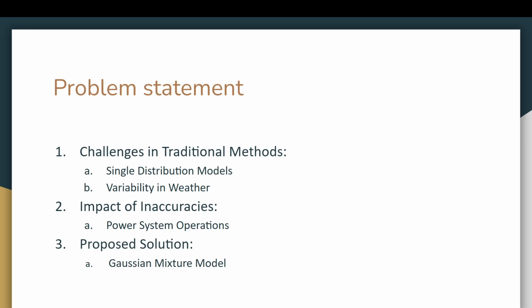The research emphasized the need for a more robust approach that can accommodate the variability in weather and improve the accuracy of prediction intervals for PV power generation. To address these issues, the paper proposed using a Gaussian mixture model to better fit the distribution of prediction errors, thereby enhancing the reliability of PV power forecast.